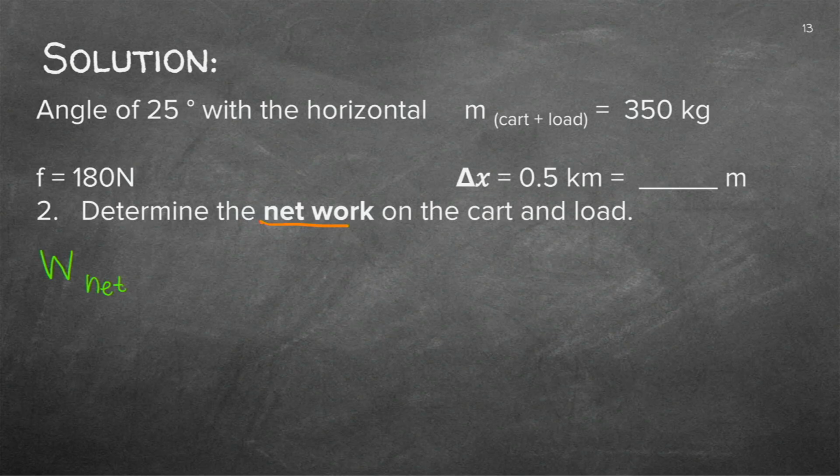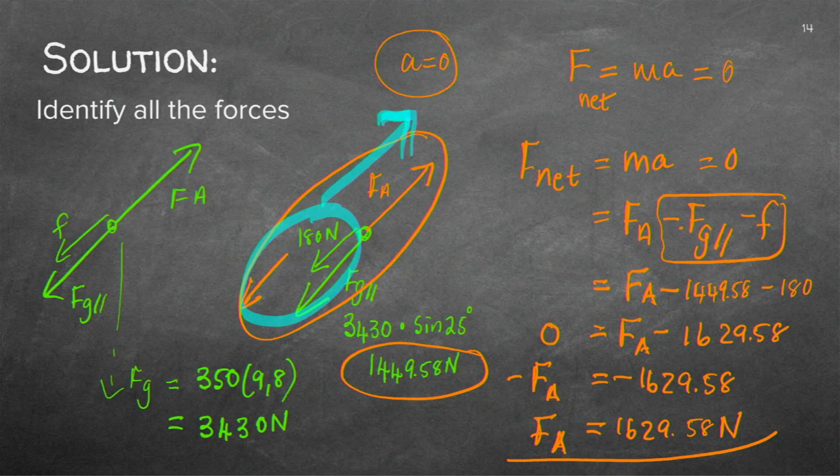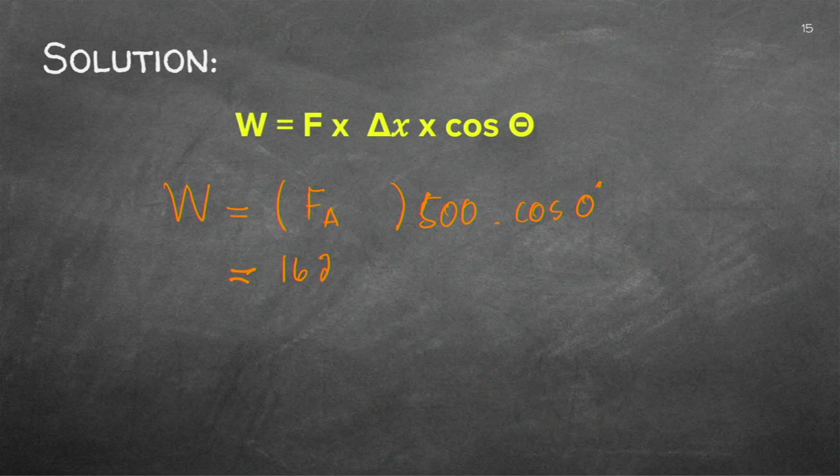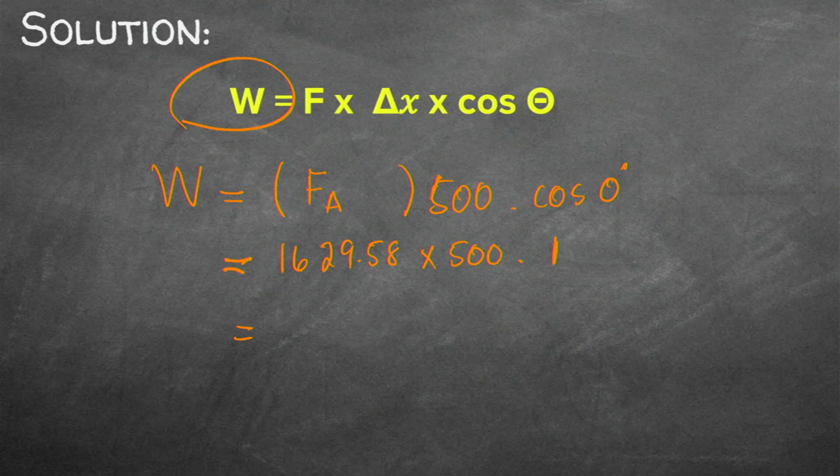The question was the net work. So let's calculate the net work. What force are we going to use? We're going to use the net force, or the applied force in this case. We've got the distance as, what did they tell me? 500 meters, and I know the cos will now be 0 degrees. So the applied force, which we calculated here, 1629.58 times the 500 times 1, and that would give you your work done by your applied force.